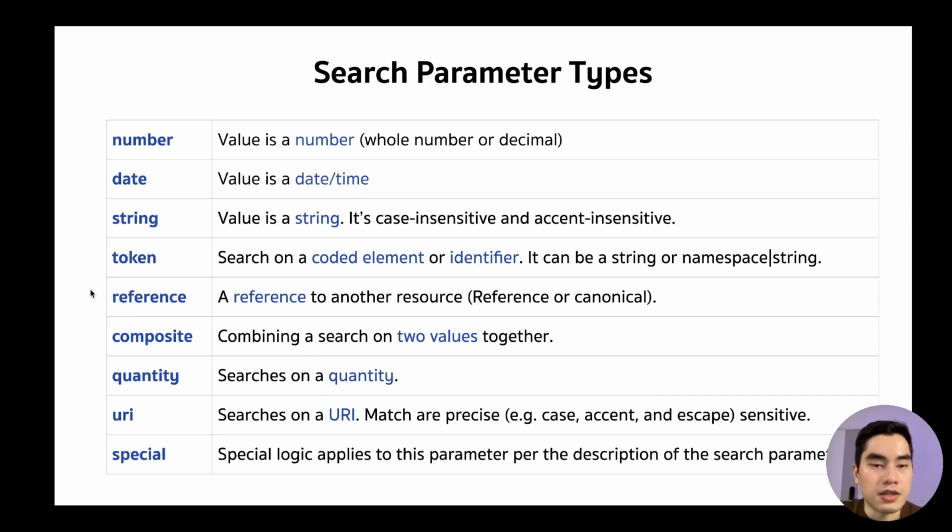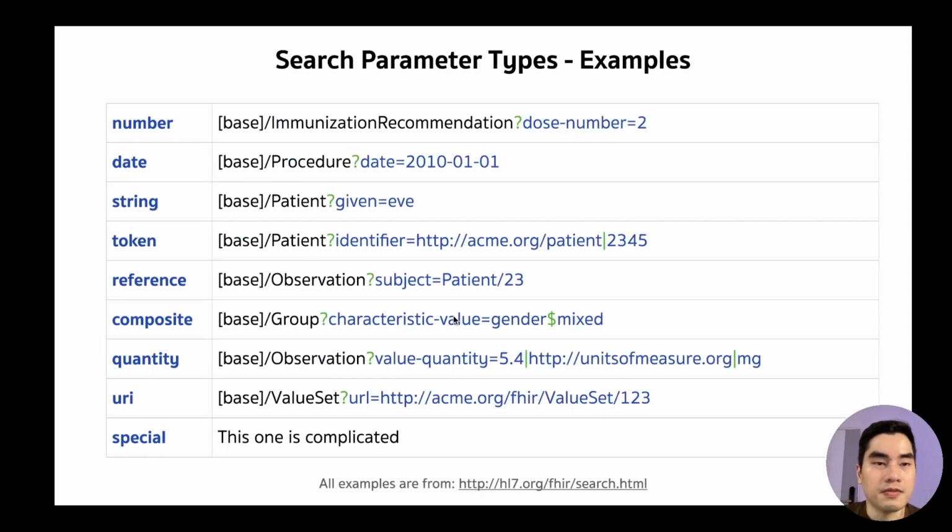For the complex ones, token is for searching on a coded element or identifier. It can be only a string, or a namespace and string like this. Reference is searching on an element that references another resource. Composite is doing a composite search on a tuple of values. And quantity is searching on a data type called quantity. I will show you one by one on these complex types.